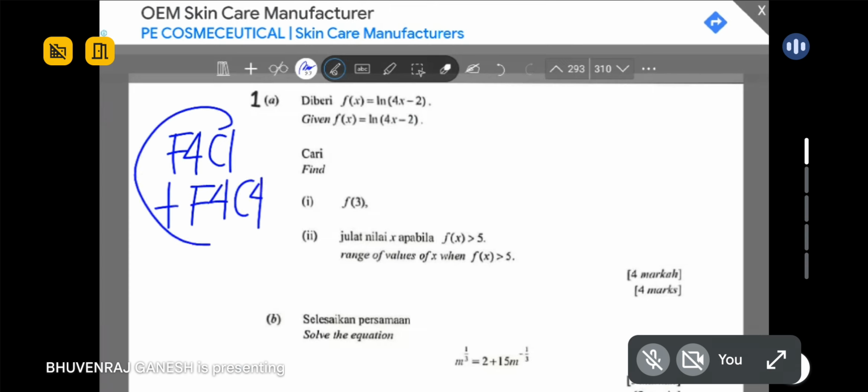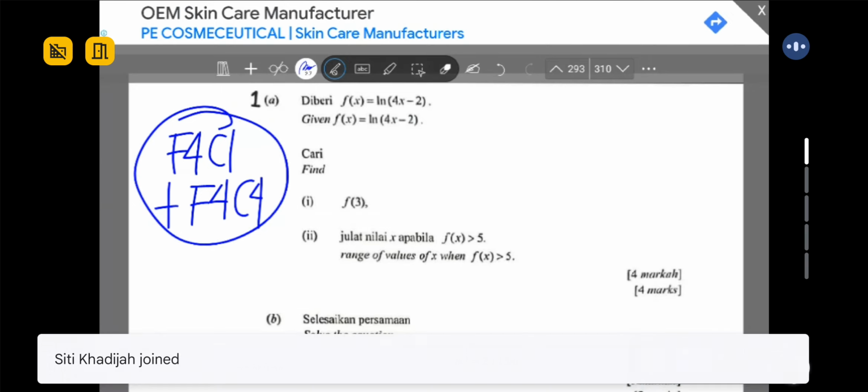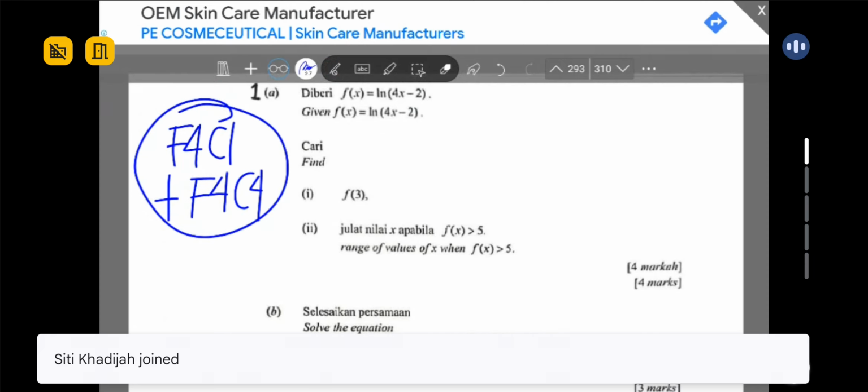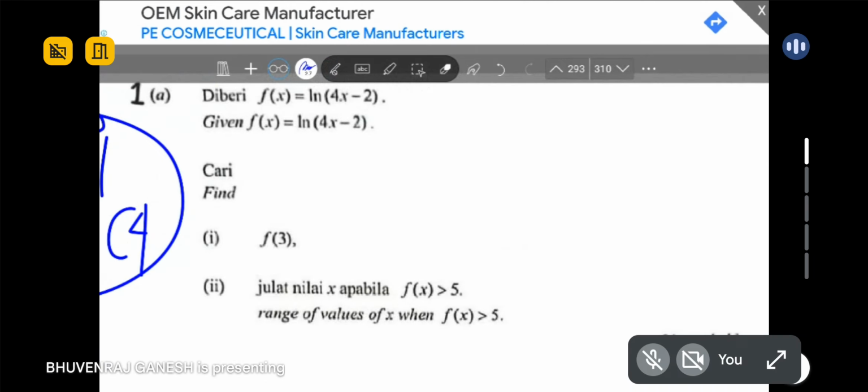Okay, they mix 2 topic in one question. Dia campur 2 topik satu soalan. Alright? So 2 topic mix 1 question. Okay, so we focus on this one, guys.